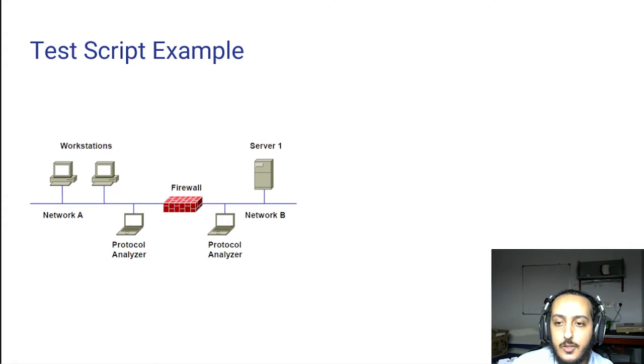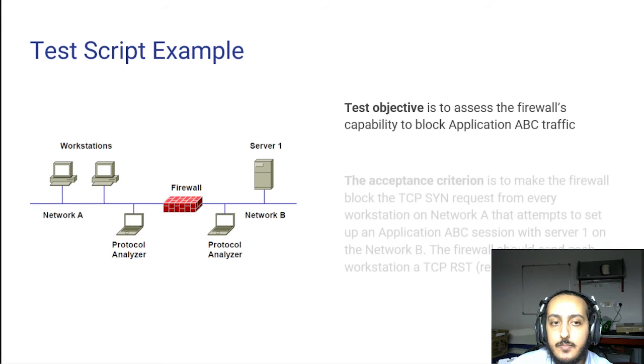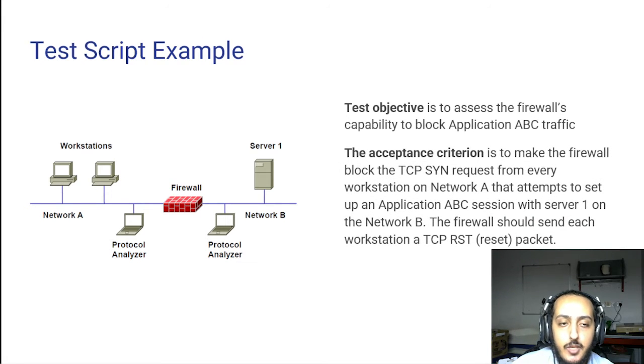Before I start the testing steps, I will point out two points. The first point is the test objective, which is to assess the firewall's capability to block the application ABC traffic. Then the acceptance criterion is to make the firewall block the TCP request from application network A.